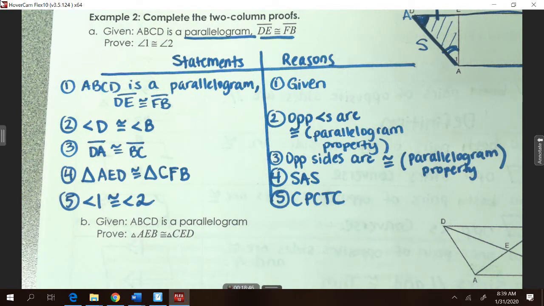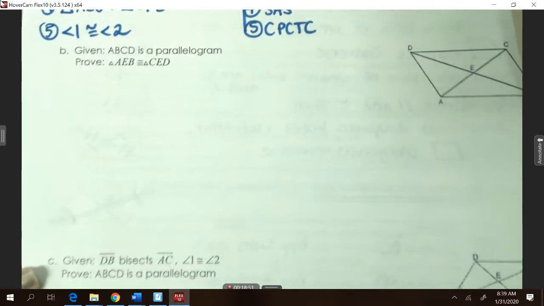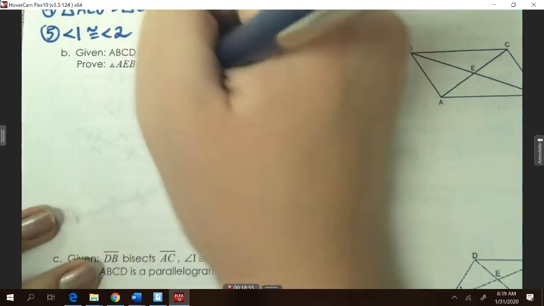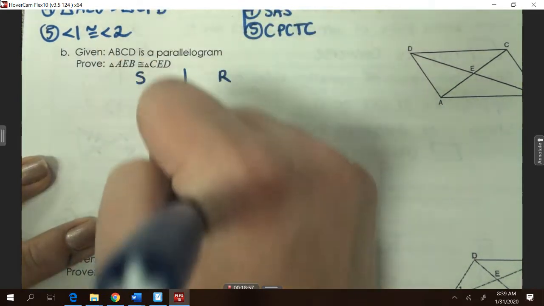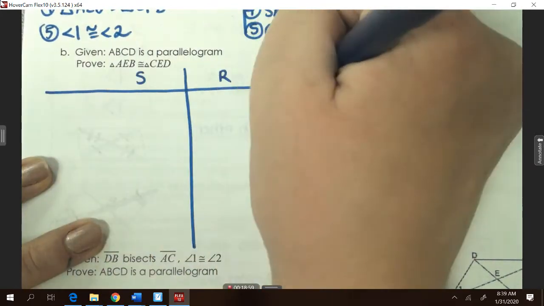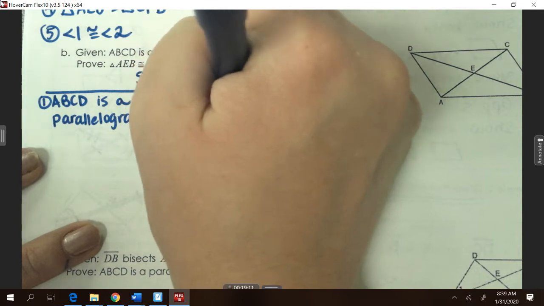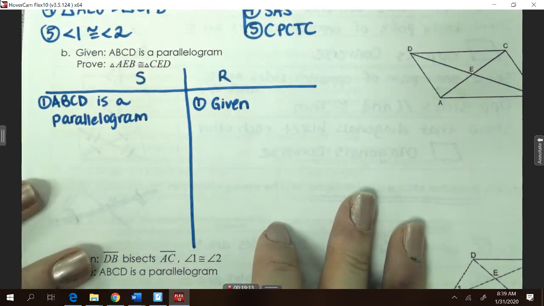Okay. So part B is similar. We're still given that it's a parallelogram. So notice we have all of those parallelogram properties that we can use. I'm going to set up my statements and reasons. I'm going to put my given first. I'm going to put that ABCD is a parallelogram. And that's my given. Okay.